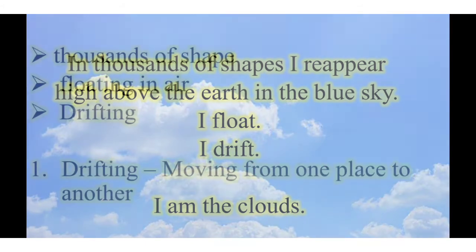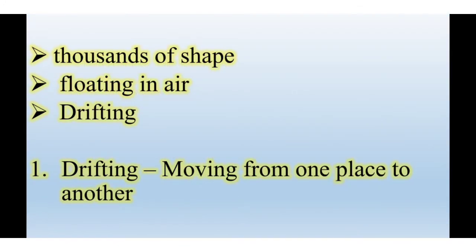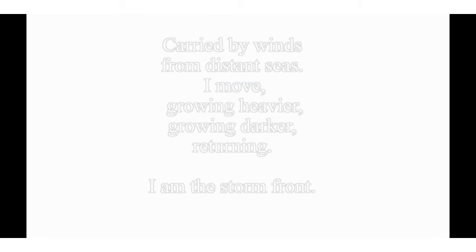So here we see that water appears in thousands of shapes, right? And high above the earth in the blue sky they are seen. And these various shapes keep on floating in the air and drifting. Drifting means it moves from one place to another. So this form of water is called clouds. Let us read the further lines.